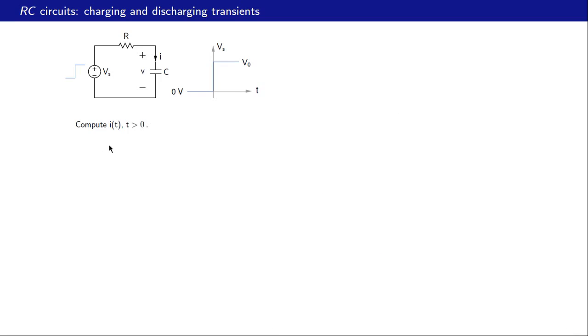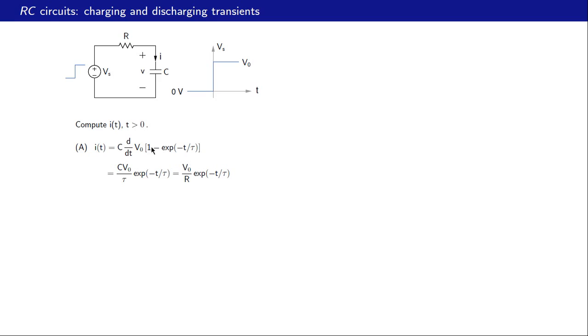Let us now find the current as a function of time for t greater than 0 for the charging transient. There are two ways of doing this. One, we already know how this voltage varies with time. So what we can do is simply calculate I as C dV by dt, that is C d by dt of V0 times 1 minus e raised to minus t by tau. So we differentiate this entire expression.